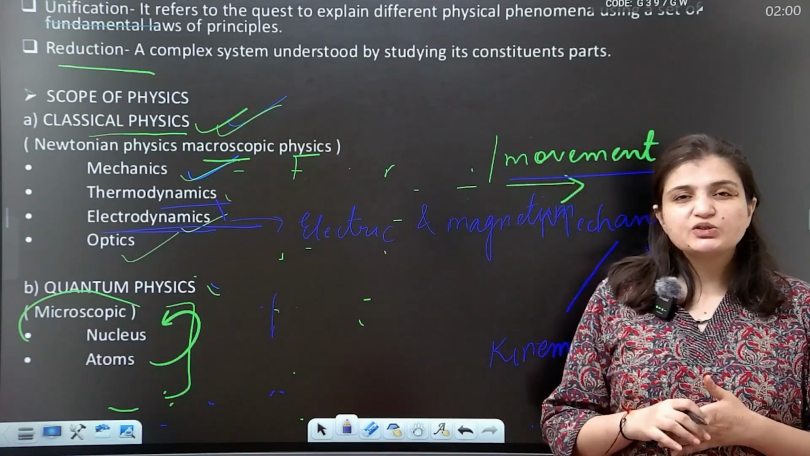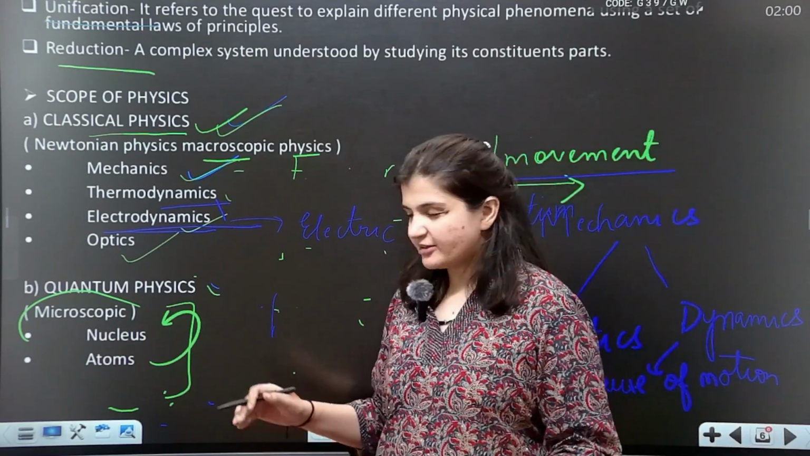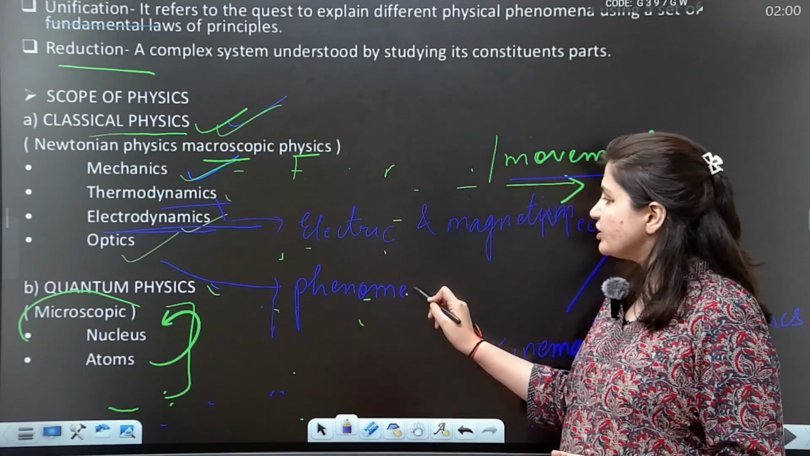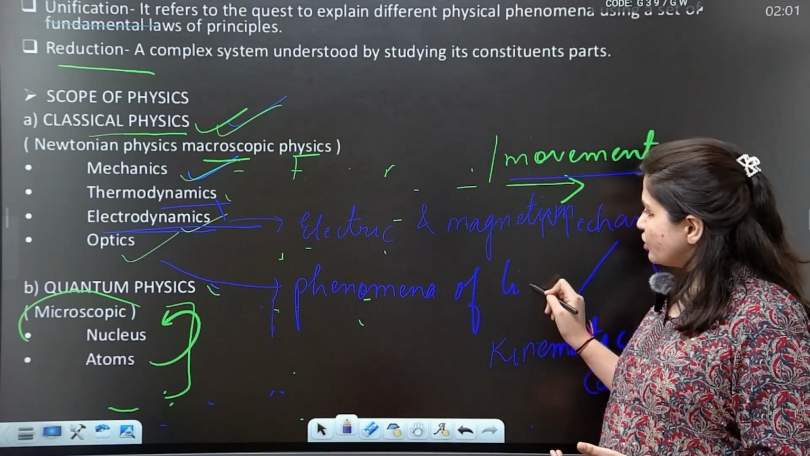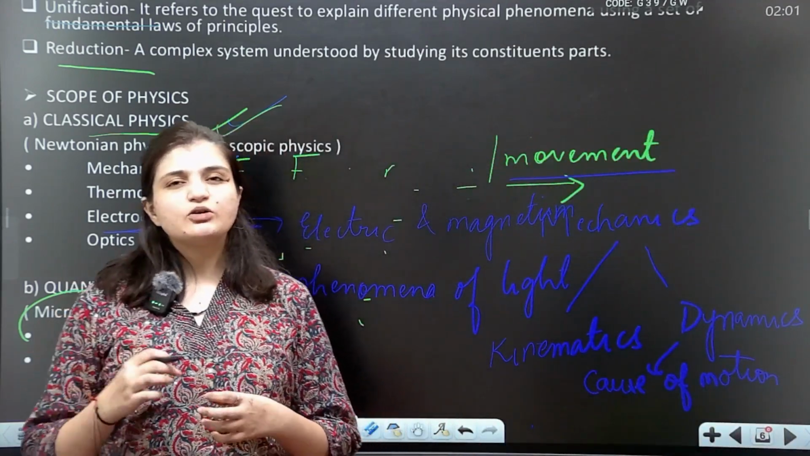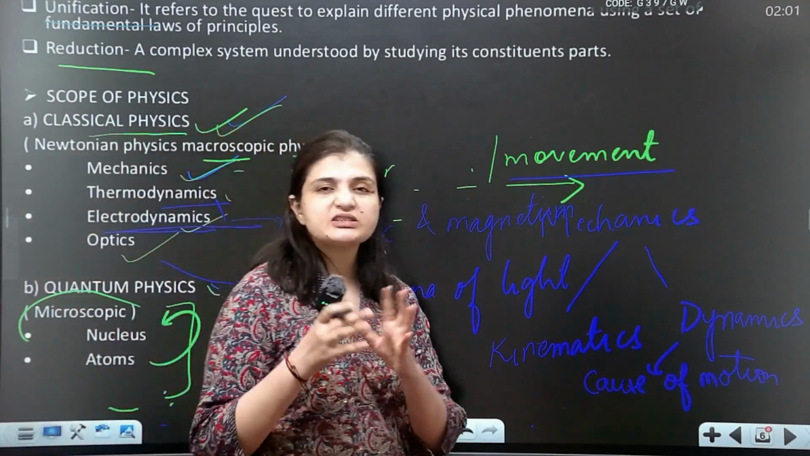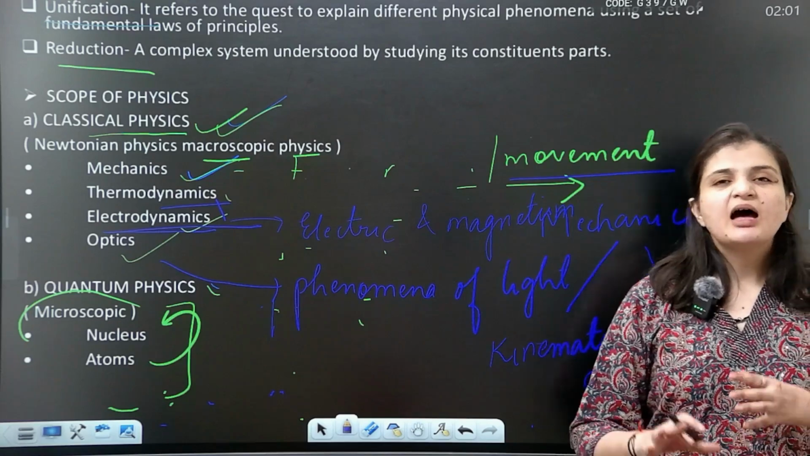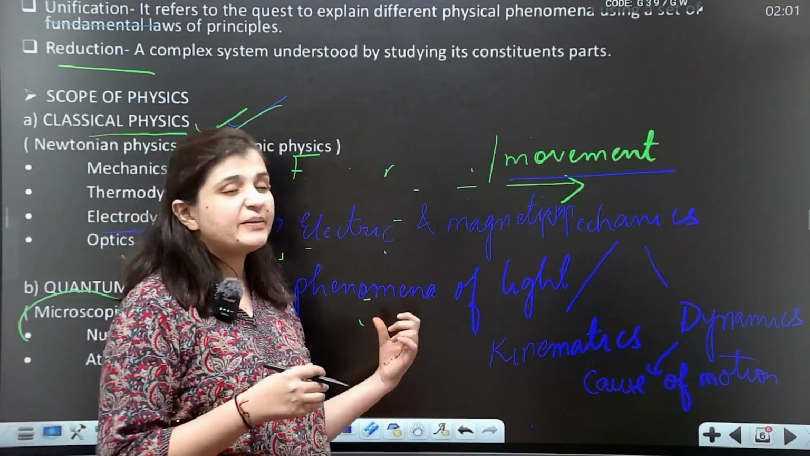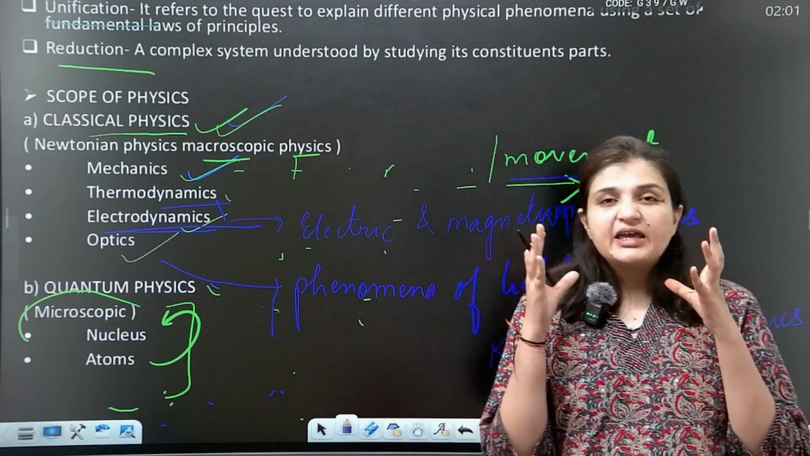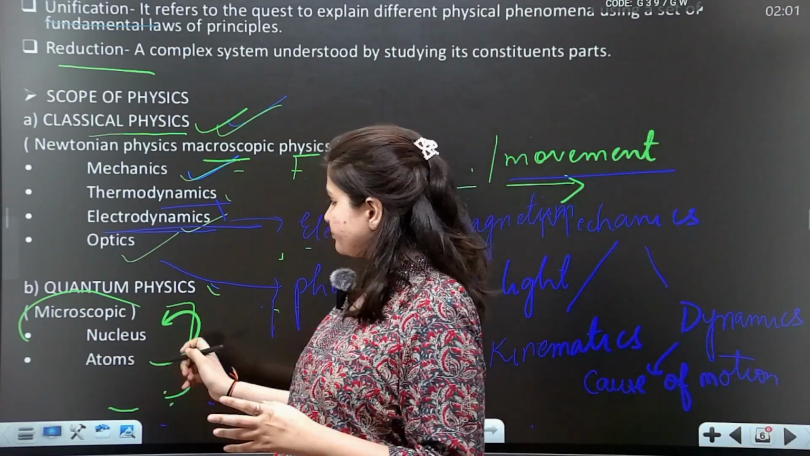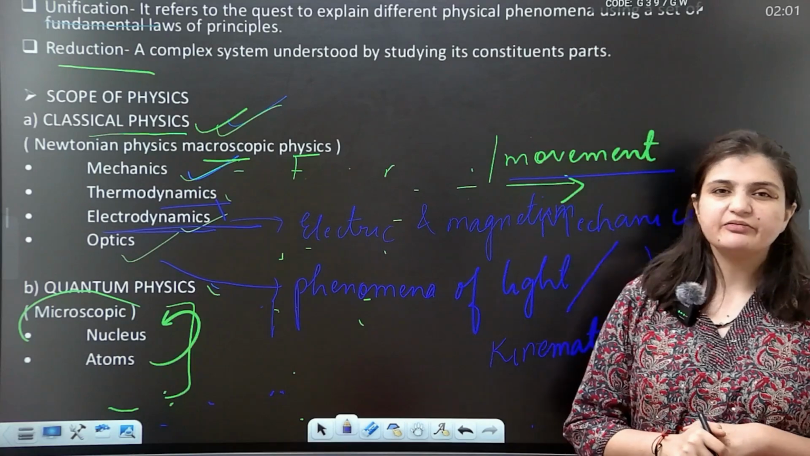Then comes optics, where we study about the phenomena of light, like we have the convex lens and the concave lens. And then comes quantum physics. In quantum physics we study about the structure of the atom, how the nuclei are placed in atoms, and how the nucleus will be after some time. So this all we study in quantum physics.